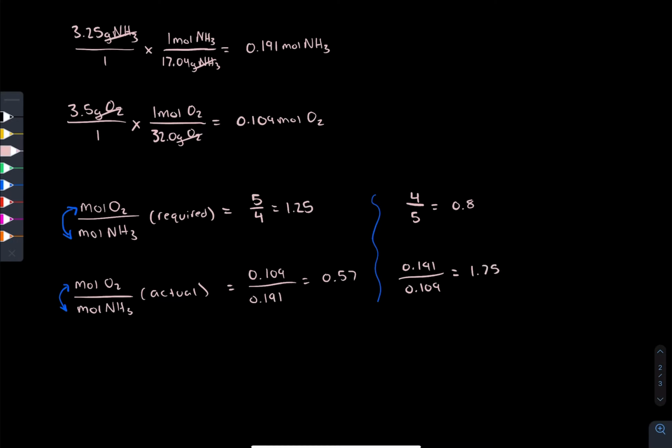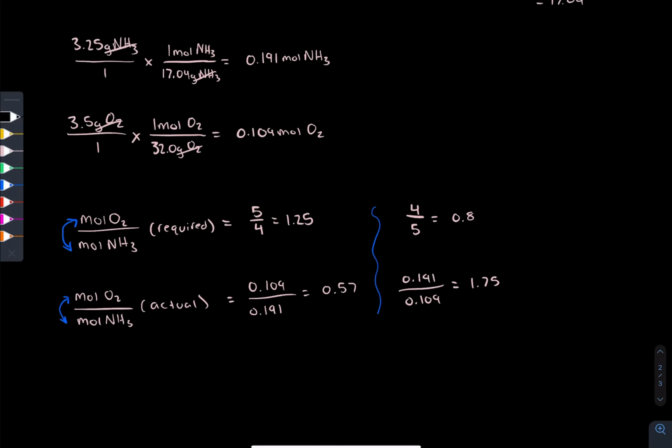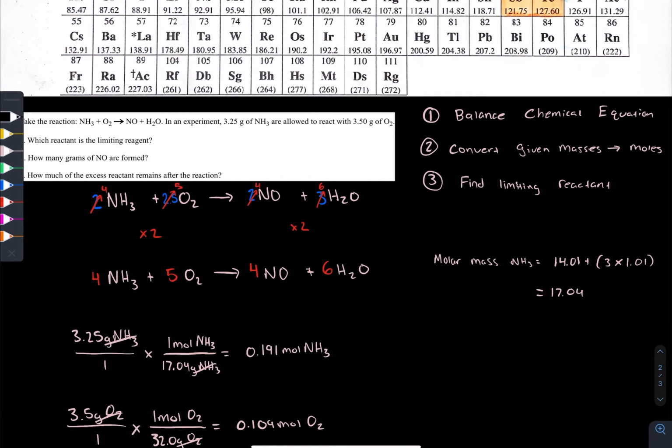and putting that into the calculator, we get 1.75. So that means our actual is higher than what we actually need, which tells us that we have more ammonia than what we actually need for this experiment, which furthermore just means that oxygen is our limiting reactant. So we can go ahead and come up here and write that. Which is the limiting reactant? It's oxygen. And then to be more specific, so the graders don't take any points, you can write in parentheses O2.